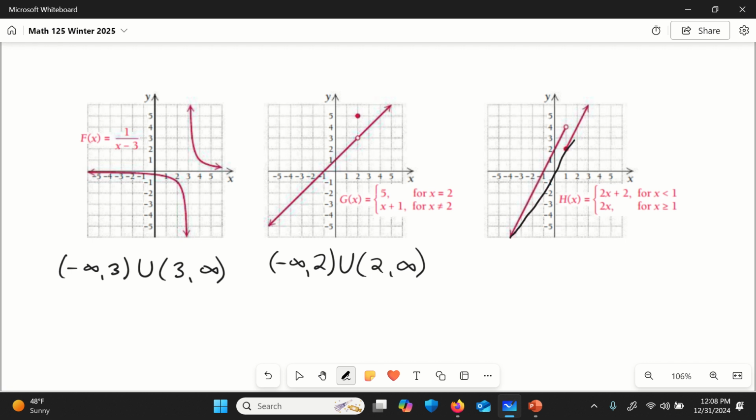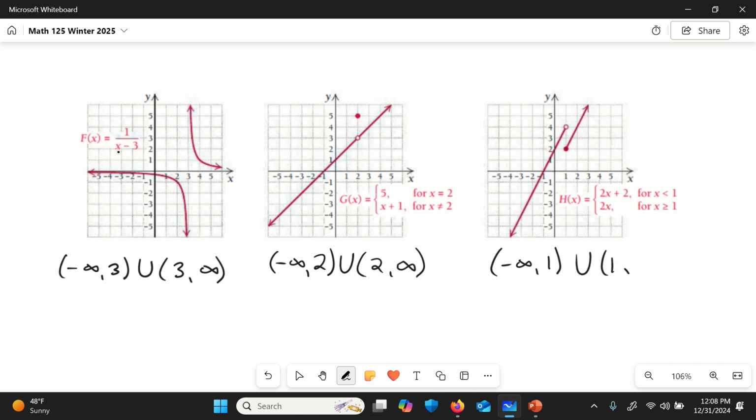as I trace along the function, I see that I have no need to pick up my pencil except for in the one place when x equals 1. So we would have continuity from negative infinity up to 1 and from 1 to positive infinity. However, in between those intervals at the value 1, it is discontinuous. We have a discontinuity.